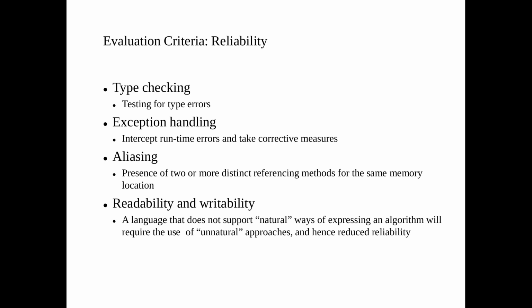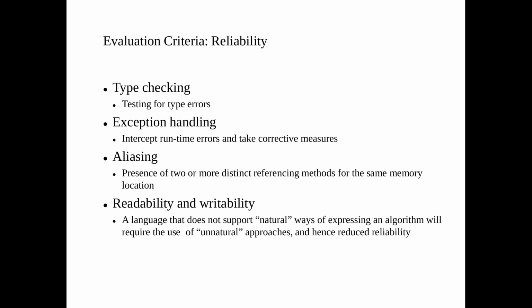Exception handling, right? We want to be able to take corrective measures at runtime when problems arise. Furthermore, aliasing, we want to have multiple references for the same location. That makes sense, right? And then readability and writability, as we've already said, we want to be able to express, and this gets into our ability to express a solution to a problem, specifically a solution being an algorithm.